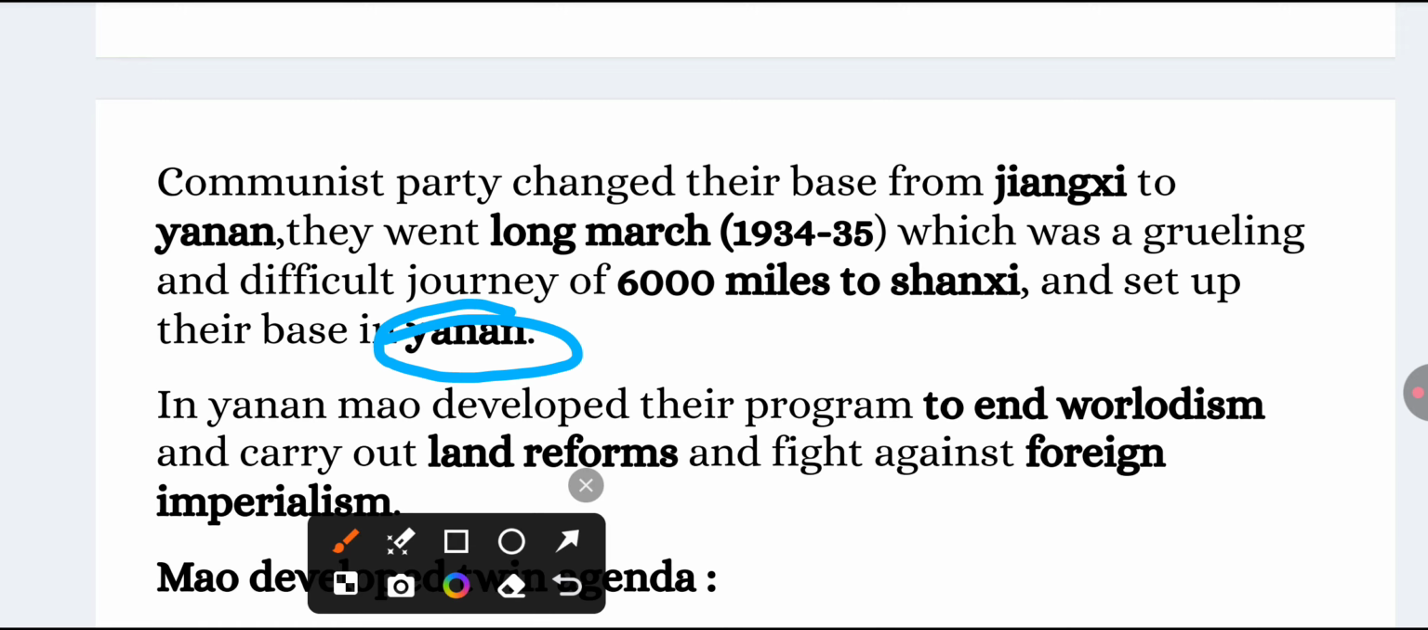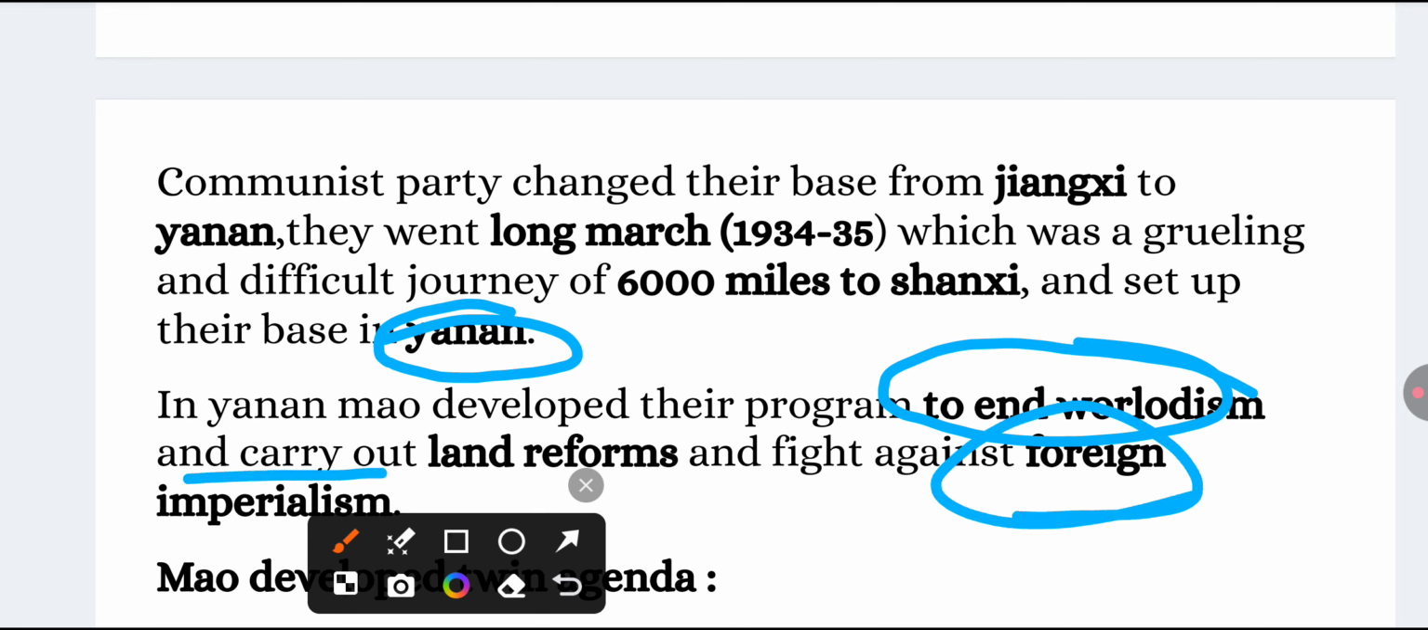In Yan'an, Mao Zedong developed a new program to end warlordism. Warlordism means the local or regional militaries of China. So Mao Zedong wanted to end warlordism and carry out land reforms. What did they want to carry out? Land reforms. And also they wanted to fight against foreign imperialism and foreigners. Foreigners were controlling many resources in China. He was against foreign imperialism, wanted land reforms, and wanted to end warlordism.